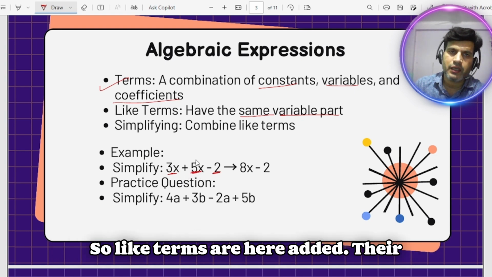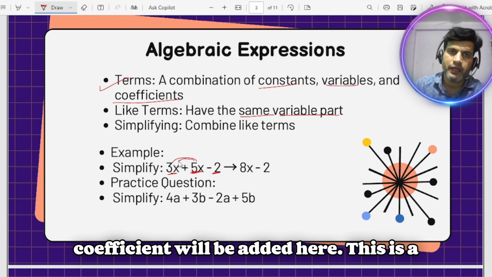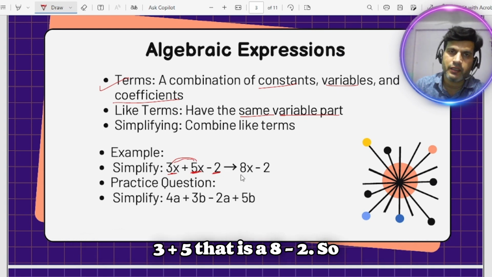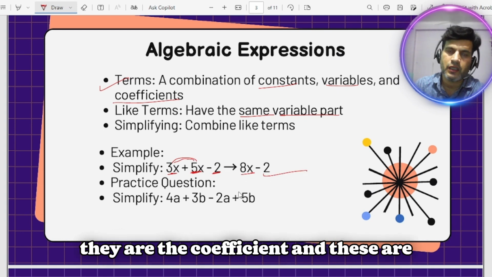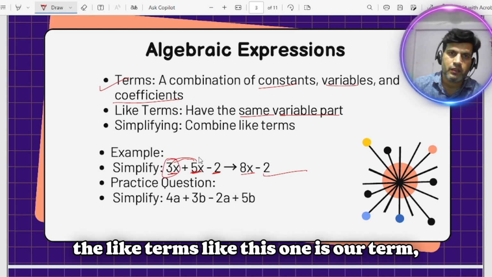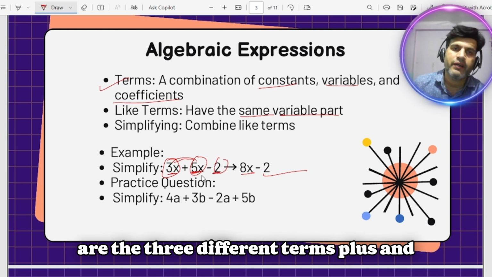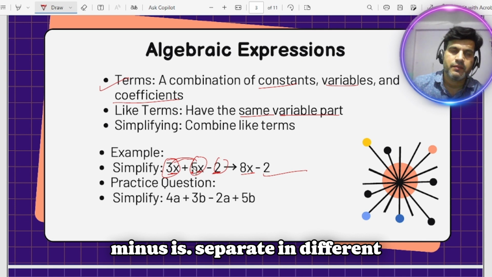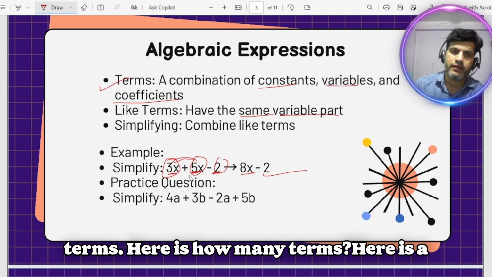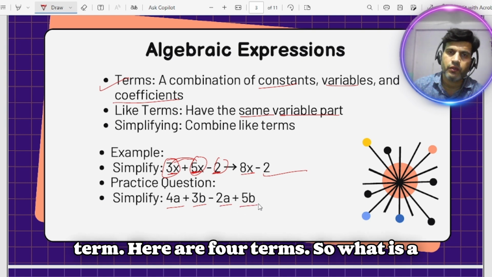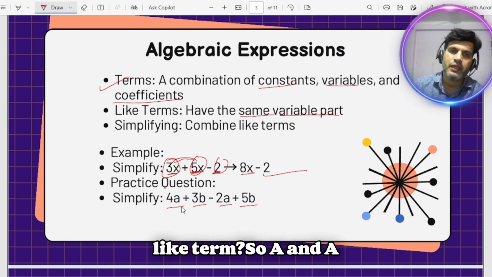So like terms are added here. Their coefficients will be added: 3 plus 5 is 8, minus 2. So these are the coefficients, and these are the like terms. Like this one is a term, this is a term, this is a term. So these are three different terms. Plus and minus separate the different terms. Here how many terms? One term, two terms, three terms, four terms. Here are four terms. So what is a like term?